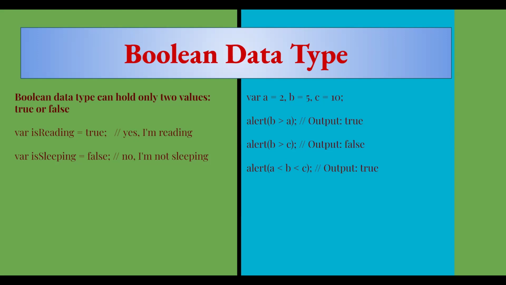Another comparison is, is B greater than C? It will return false. Similarly, is B greater than A and less than C? It will return true. This is how Booleans are used.